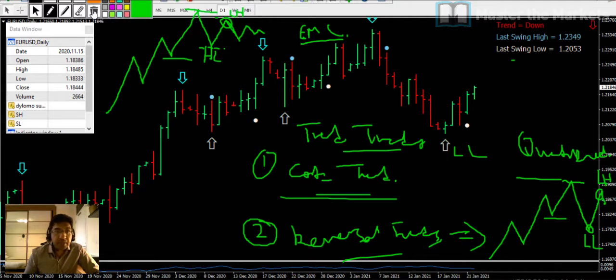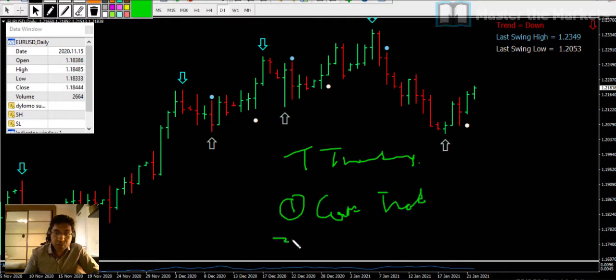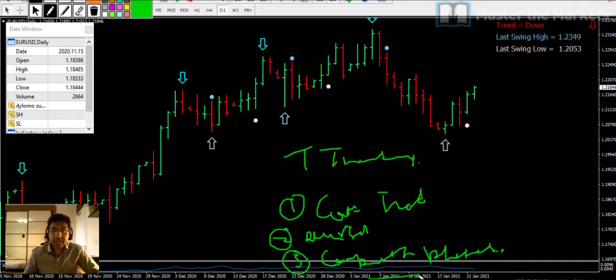Just to recap, in trend trading, the first one is your continuation trend. The second one is your reversal trend. And the third is the compression phases. How you trade them is another topic altogether. Then you have to design your entry rules, your stop loss, your target rules, and so on and so forth.